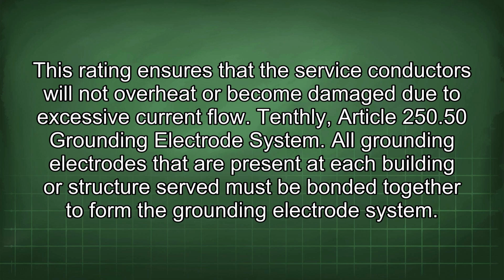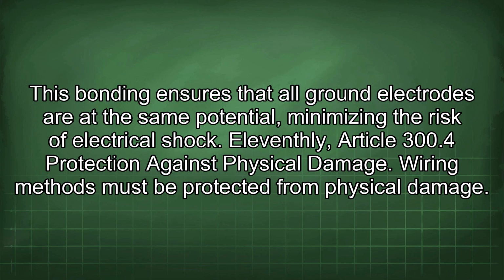Tenth, Article 250.50 Grounding electrode system. All grounding electrodes that are present at each building or structure served must be bonded together to form the grounding electrode system. This bonding ensures that all ground electrodes are at the same potential, minimizing the risk of electrical shock.